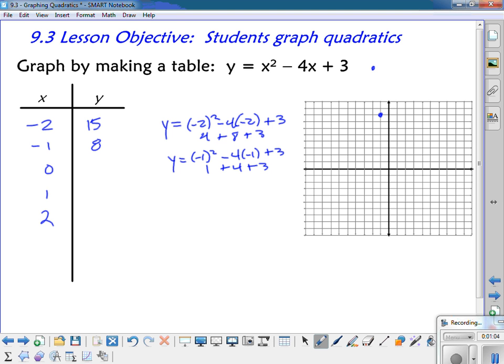If I plug in 0, I'm going to get a 3. If I plug in 1, I get 1 minus 4 plus 3, so that one's going to be 0. And if I plug in 2, I get 4 minus 8 plus 3, so that comes out to -1. All right, so 0, 3, 0.